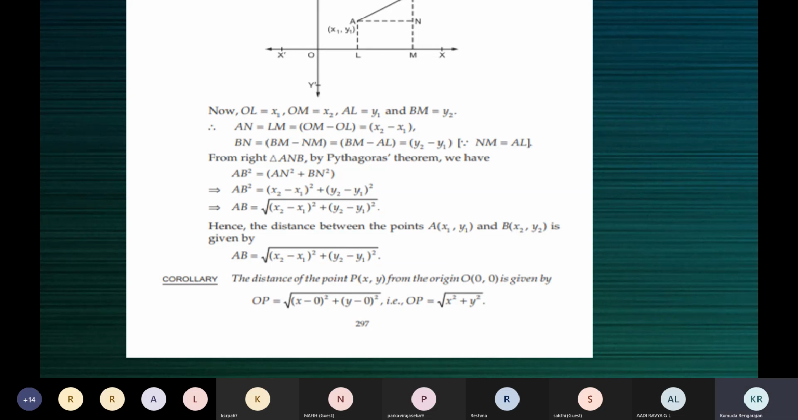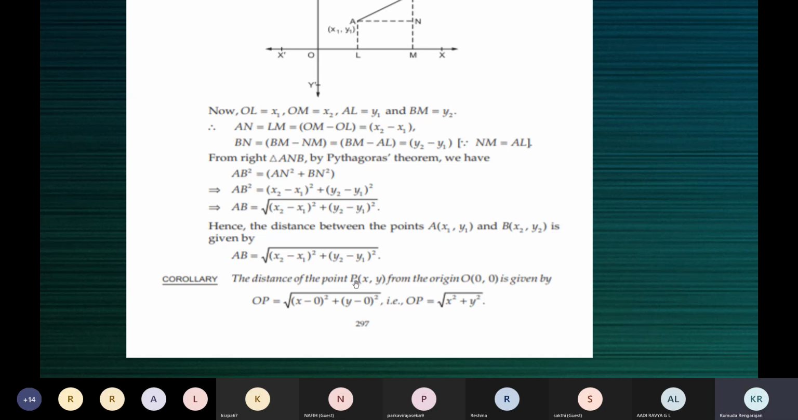Now supposing you have a point P given by the address 3, 4. You wish to find its distance from the origin. Square root of 3 square plus 4 square. Root of x square plus y square.